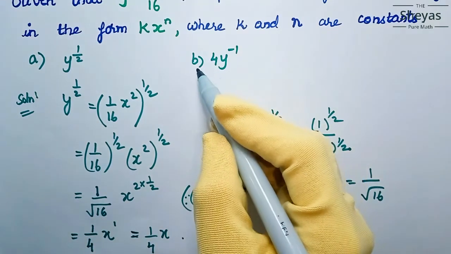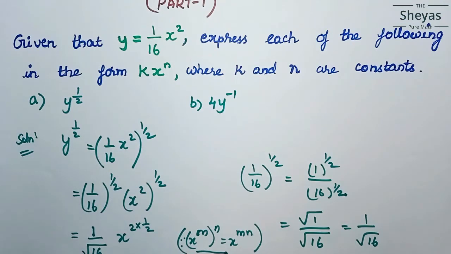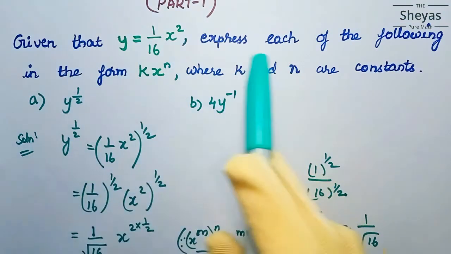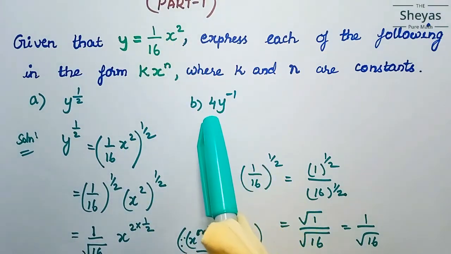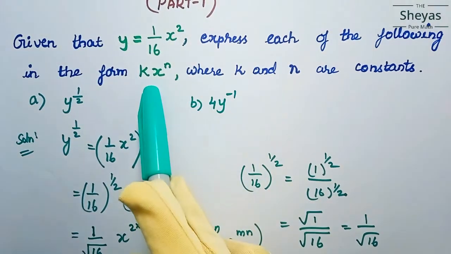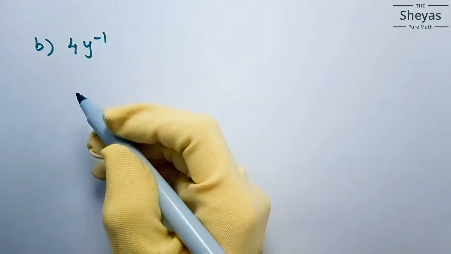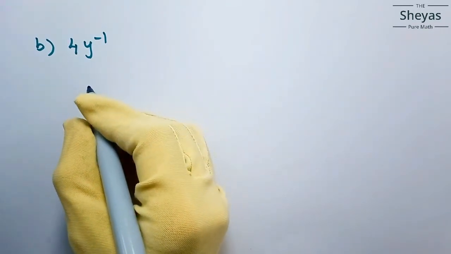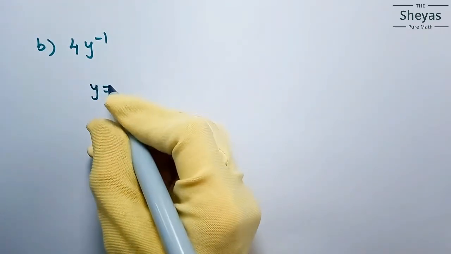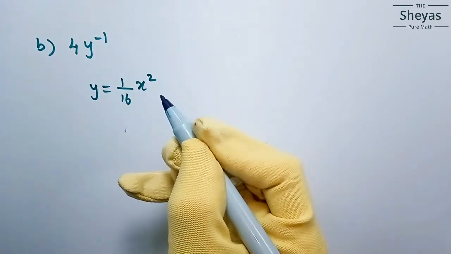Now let us start doing the B problem. Before that, let us recall the question once again. Here y is equal to 1 by 16 x square. You have to find 4y power minus 1 and it should be in the form k x power n. Let us do the B problem now. The B problem is 4y power minus 1. So what is the y value? Y is equal to 1 by 16 x power 2.